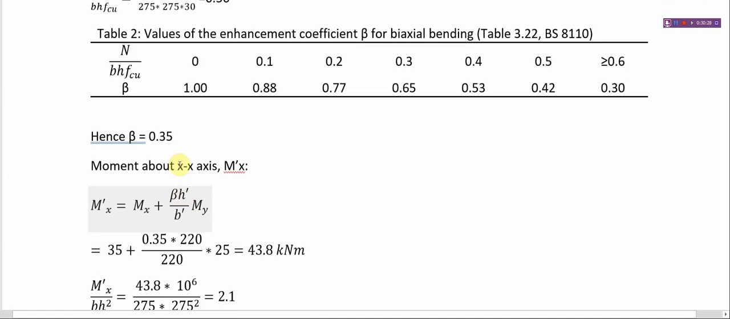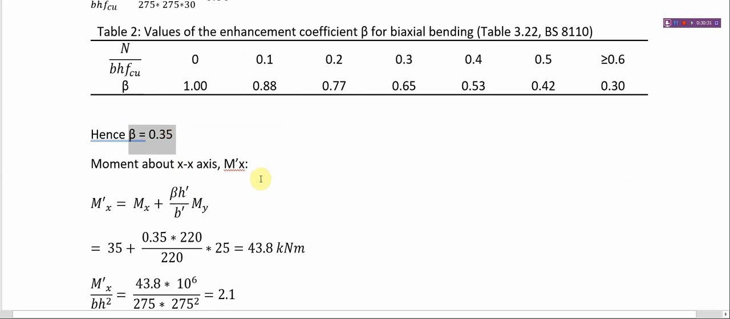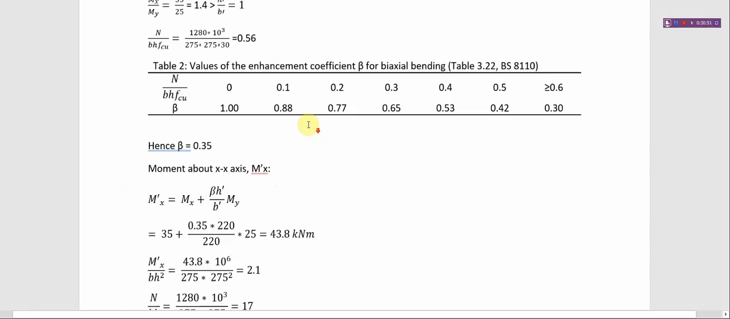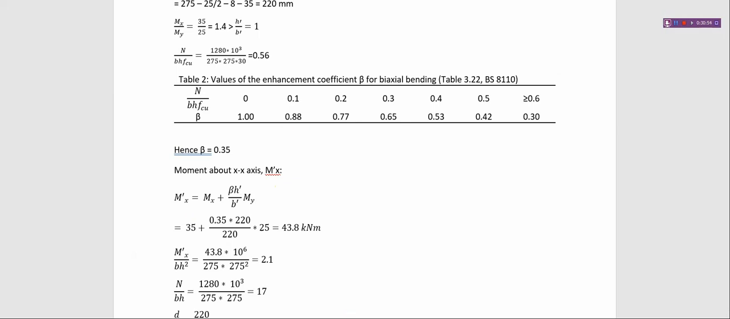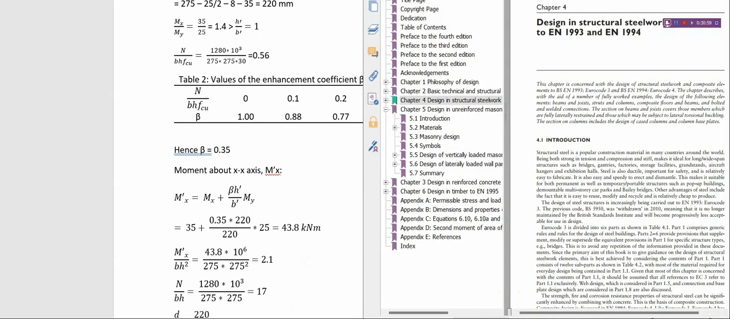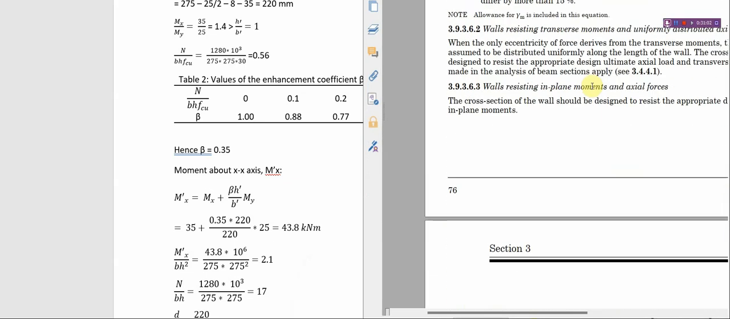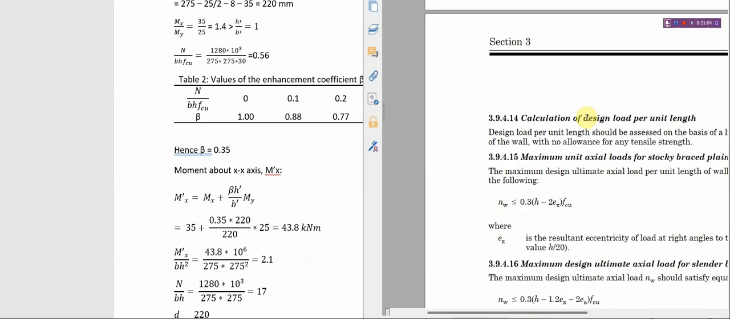Now, when we get our beta, then we now calculate our moment about x axis, which is M prime x, and our moment along y axis. Now, for the formula moment along x axis, M prime x, this is the formula for it. M prime x equals to Mx plus beta h prime over b prime My. Now, where did we get this one from? Let me take us to our design manual. Our BS 8110 is very important now. Let me just go to the code. It's very important I take us to the code now.